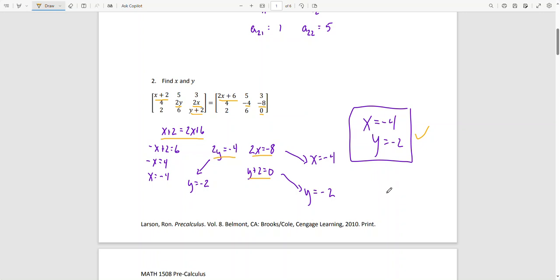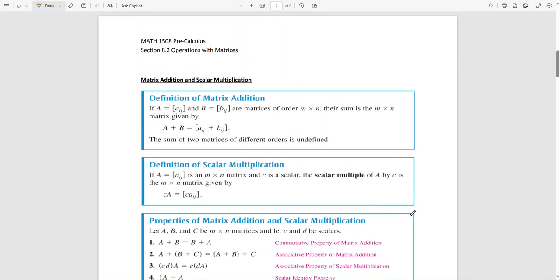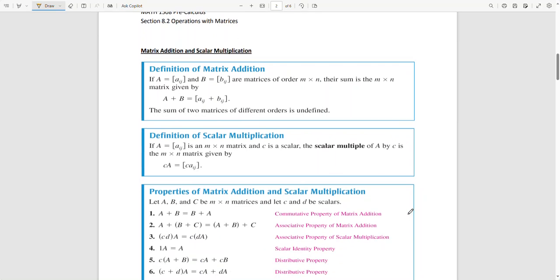All right, so for matrices to be equal, they have to be the same thing in the same positions. Okay, so now let's add them. If A and B are matrices of order m by n, they have to have the same order, then their sum is the m by n matrix given by, and we add these component-wise. We're going to add row 1, column 1 of A to row 1, column 1 of B. Row 2, column 3 of A to row 2, column 3 of B, and so on.